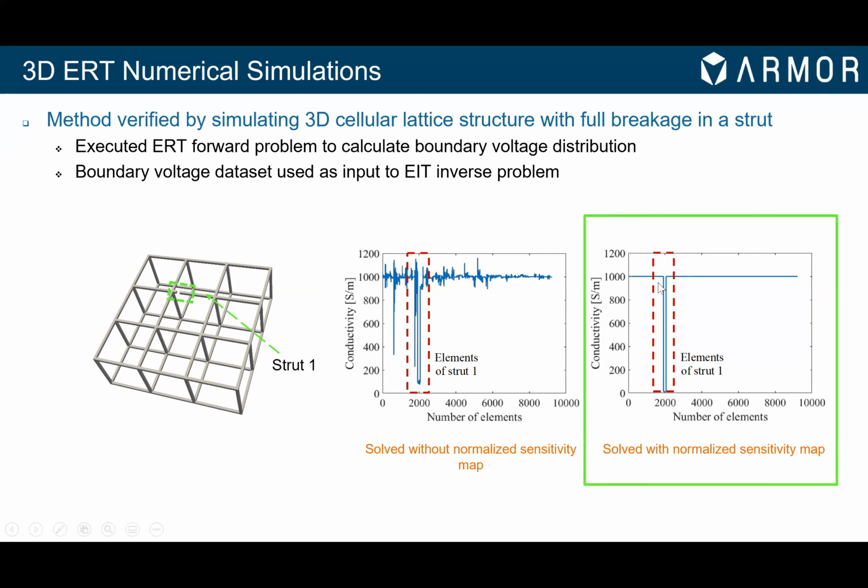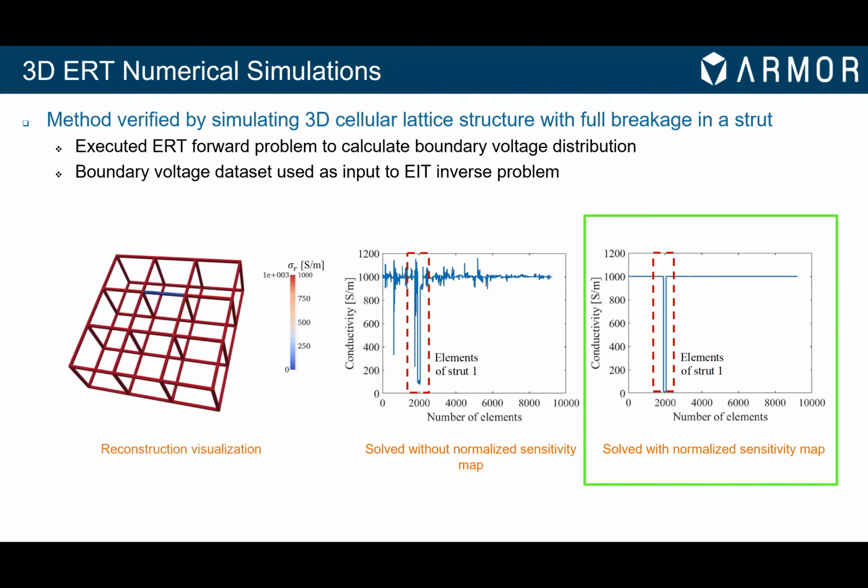Instead, with a normalized sensitivity map, we can clearly identify where the strut breakage occurred. And then by solving the inverse problem, we can also directly visualize the connectivity distribution, as you can see here on the left-hand side, where strut 1 shows this blue color versus the other red values, indicating which strut has broken.